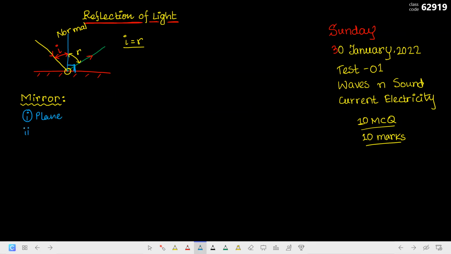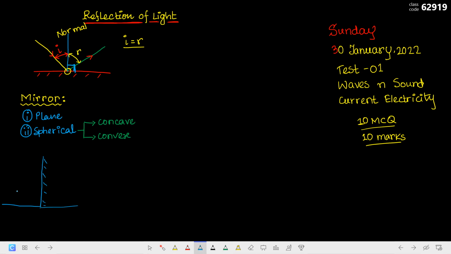and number 2, it is a spherical mirror. Spherical mirror can be divided again into concave and convex mirror. And convex. Okay, so plane mirror is the plain one that we see in our daily life, which we are using.